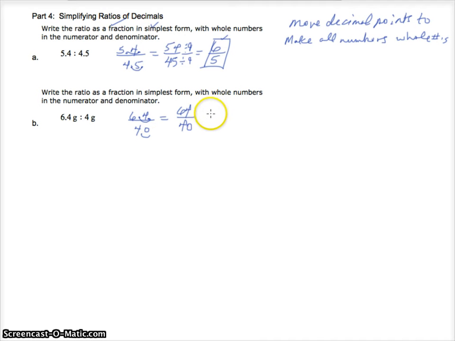64 has 4, 8, and 16. 40 has 4, 8, and 20. Well, I can take 8 out of both of them. So I'm going to divide top and bottom by 8. 64 divided by 8 is 8. 40 divided by 8 is 5. Now I go check. I've written my ratio as a fraction in simplest form.